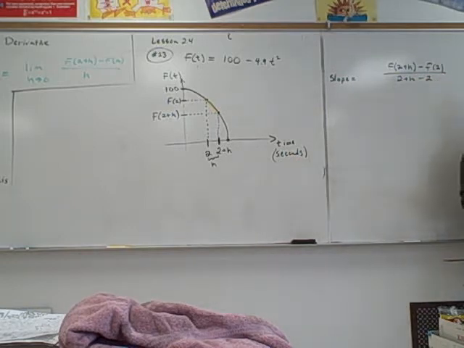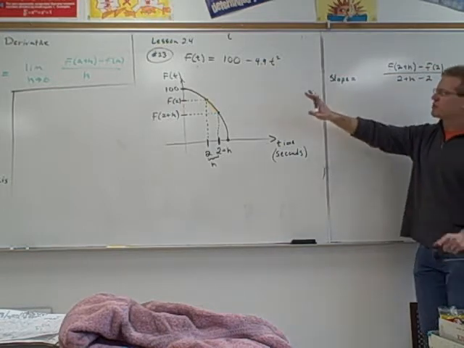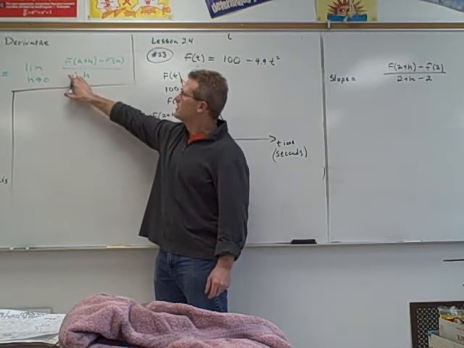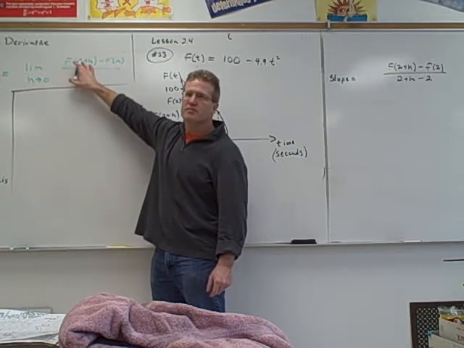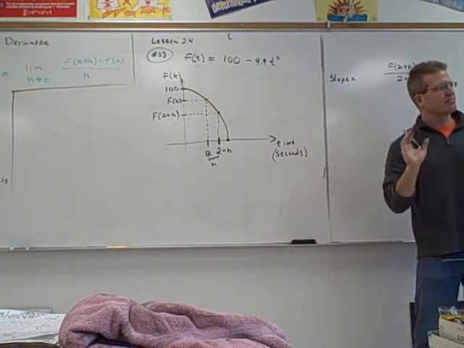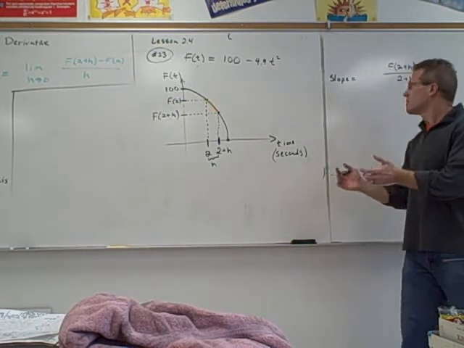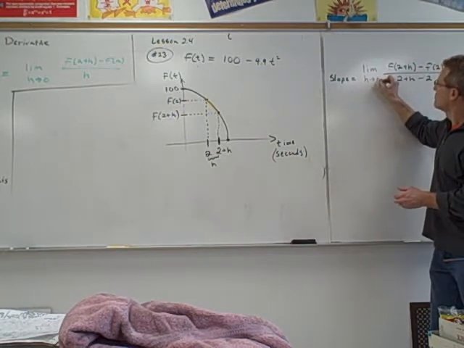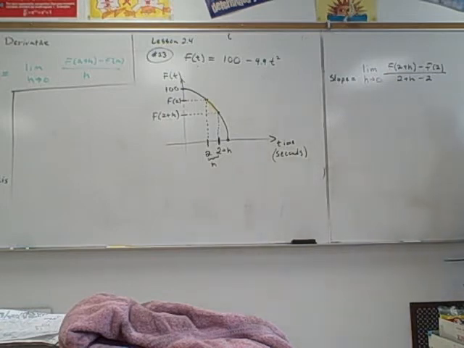Now, someone asked me in the other class, could I switch them? Could I do f of 2 minus f of 2 plus h and switch these around? Yeah, you could. If you switch the top, you'd have to switch the bottom numbers also, though. Okay? The reason I'm putting it this way is it matches up better with my formula that was given here. I'm just going to use this formula that I gave you. Instead of an a or an x, I'm putting a 2 right there. So you really don't need the picture necessarily. You could just go to the slope formula and plug in 2 for a, and make sure you take your limit as h approaches 0. All right, let's keep going here.